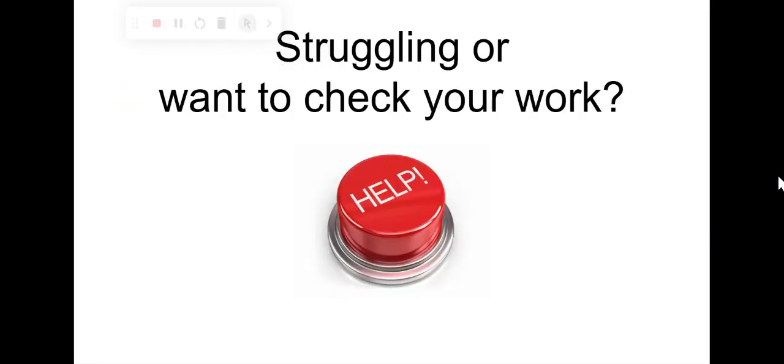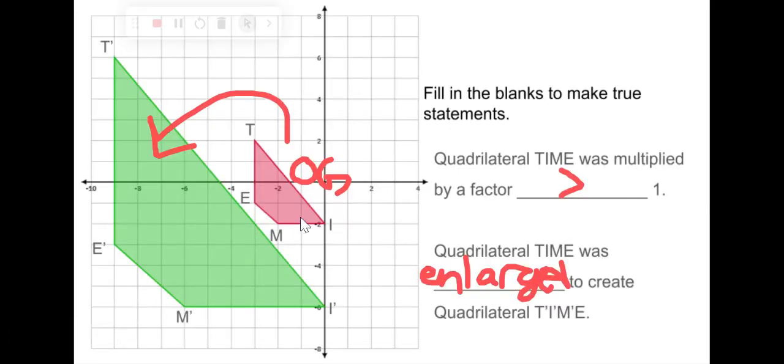Okay, there you go. All right, I hope that helped. I hope that makes sense. If it's shrinking, it's a scale factor less than 1. If it's getting bigger, it's a scale factor greater than 1. Shrinking is being reduced. Enlarging is when it's getting larger.